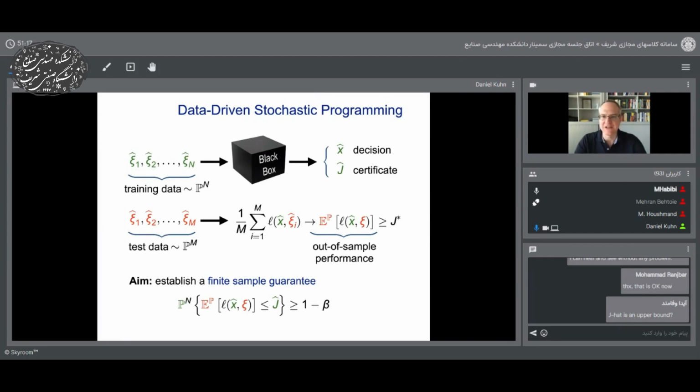Now, of course, I need to tell you how we actually are going to achieve that. J hat should be an upper bound.